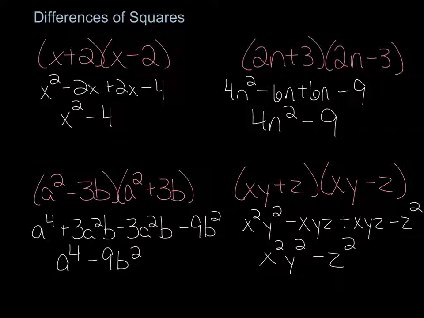And the other thing about this is the first and last term are perfect squares. x squared is a perfect square. 4 is a perfect square. 4n squared is 2n times itself, right? So it's a perfect square. 9, of course, is a perfect square. a to the fourth is a squared times itself, so it's a perfect square. x squared y squared is xy times itself, so it's a perfect square. So these are called differences of squares because it's subtraction and because each of the terms is a perfect square. And we're going to use this to help us factor a difference of squares.